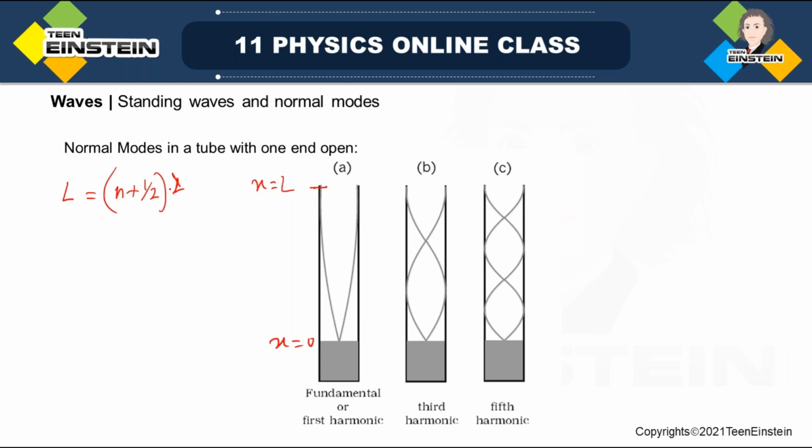Just keep patience, I'll clarify what we have done. We made a little mistake here, because nodes are created at this place, not here. So they are anti-nodes, and we have to take the condition for anti-nodes, lambda by 2 over here. So the condition will actually be (2n plus 1) lambda by 4.